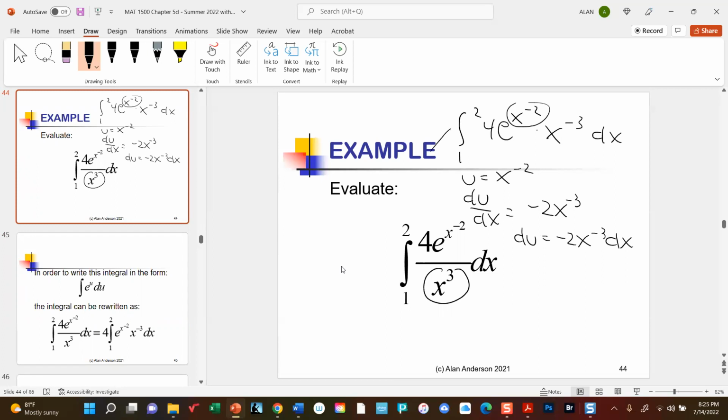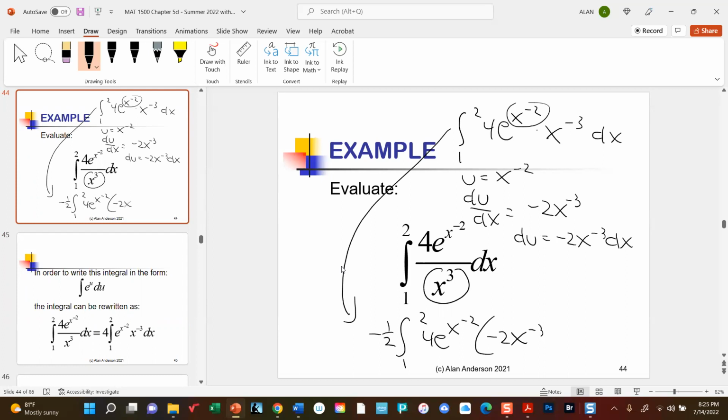But what we can do is now take this, and we're going to multiply and divide. We'll have -1/2 on the outside. On the inside, then we'll have negative 2x to the minus third power dx. So we do, in fact, end up with minus 1/2 e to the u du. Of course, and then we know how to solve for that.